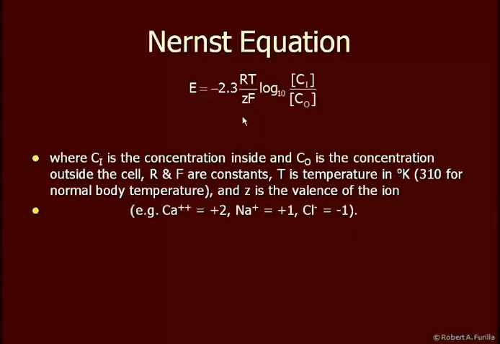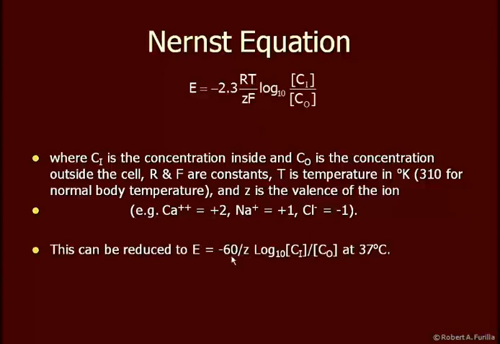The Z, which is the valence, is going to be plus 2 for calcium. Calcium has 2 positive charges in its outer shell. Sodium is plus 1, chloride is minus 1. This will determine the charge of the voltage. We can reduce that by taking all these constants, assuming the temperature is constant or relatively constant. These two are constant. So for sodium, Z will also be constant. The important point here are these concentrations. Concentration inside over the outside.